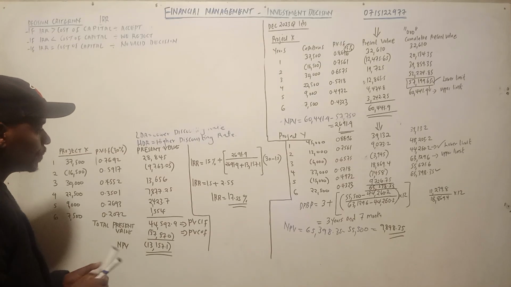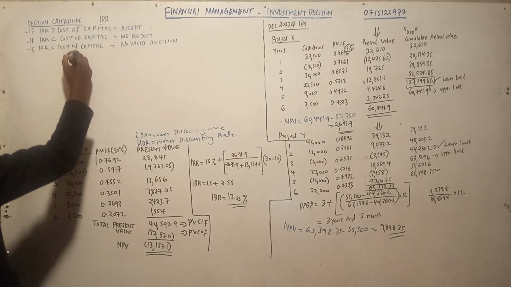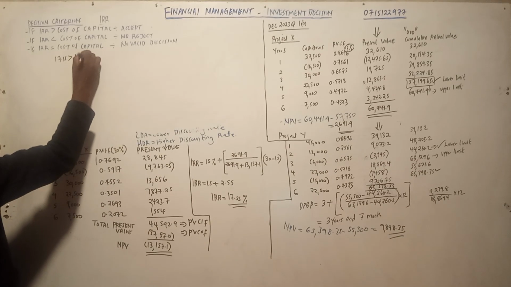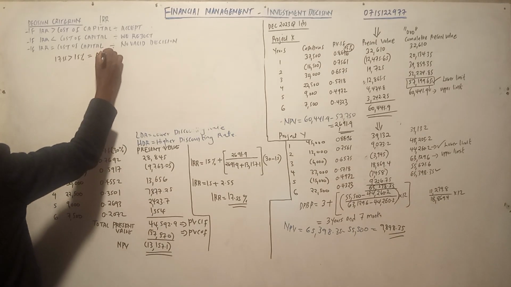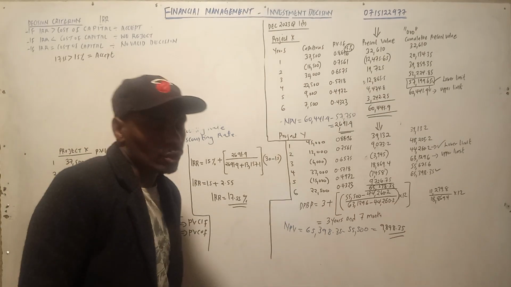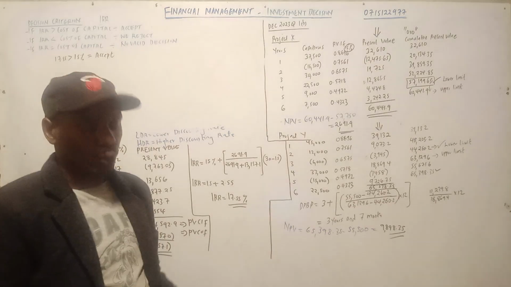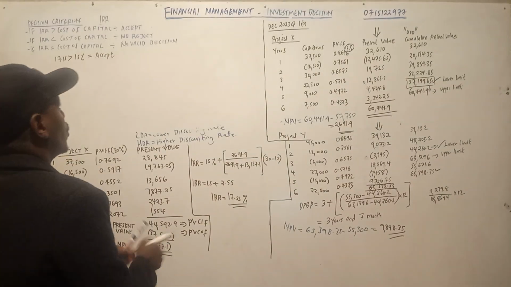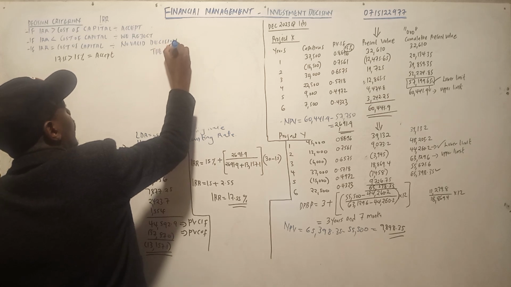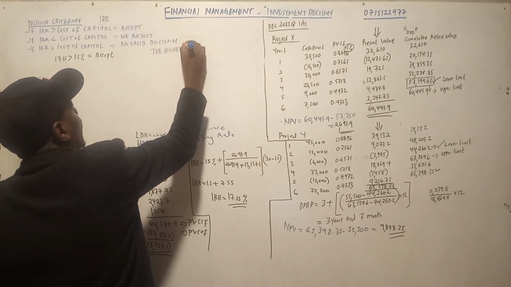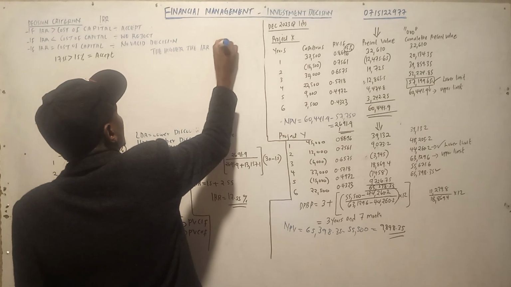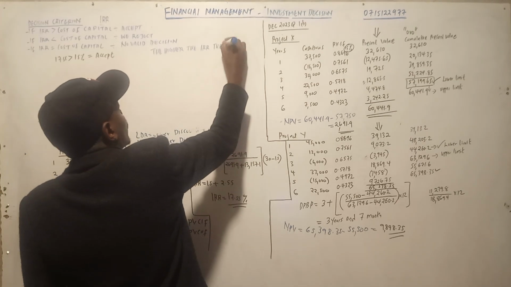Now, in this case, 17.55 is greater than 15%. So we accept. But remember, we also need to do for project Y so that we see which projects we shall go with. So also, you know, the higher the IRR, the better the project.